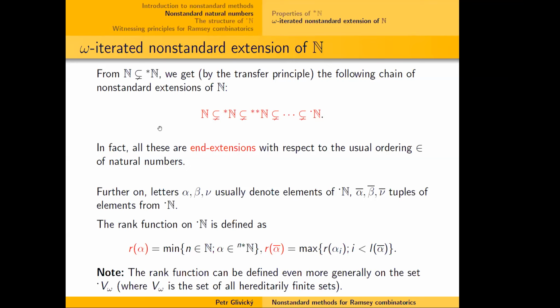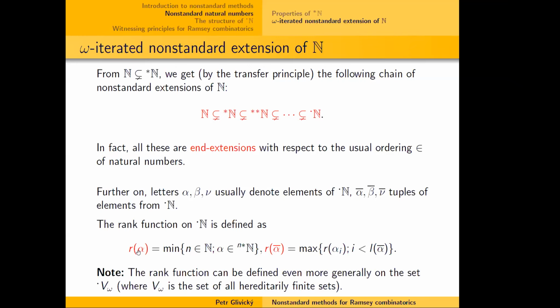Okay. So this is the chain, and we will further on denote the elements of this dot N, the limit of this chain, which is actually even the limit of the elementary chain, if you consider it in some language. We will denote them by Greek letters like alpha, beta, or nu, and the tuples of such elements will be denoted with a bar.